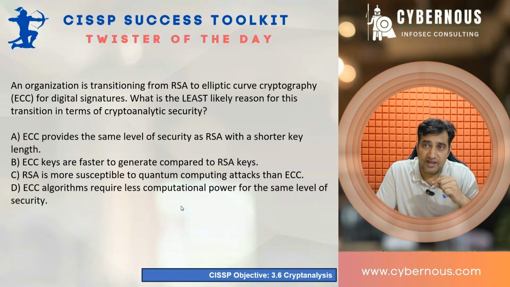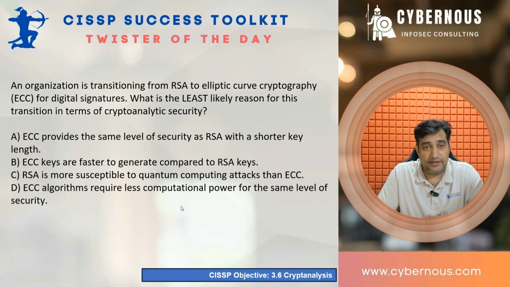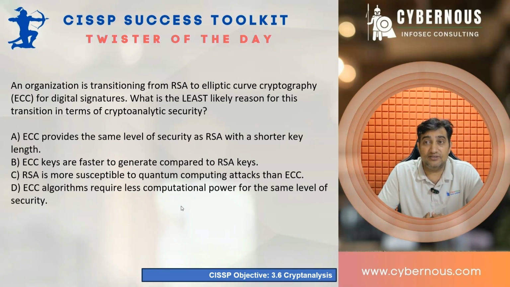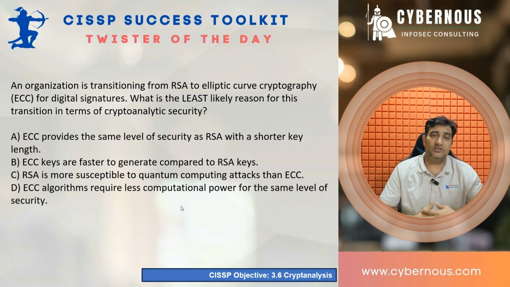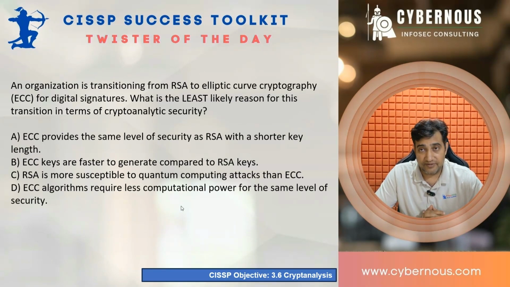Then option C is RSA is more susceptible to quantum computing attacks than ECC. That is not a right statement. Quantum computing is coming, and in the very near future it is going to be a reality, and it will have the same impact on RSA as well as ECC. Maybe ECC is a little less susceptible, you can think, because it is more complex, but with the way quantum cryptography is coming up, the entire thing will be disrupted. So I would say this may be the least, but I will go with option D first and see if that is the least.